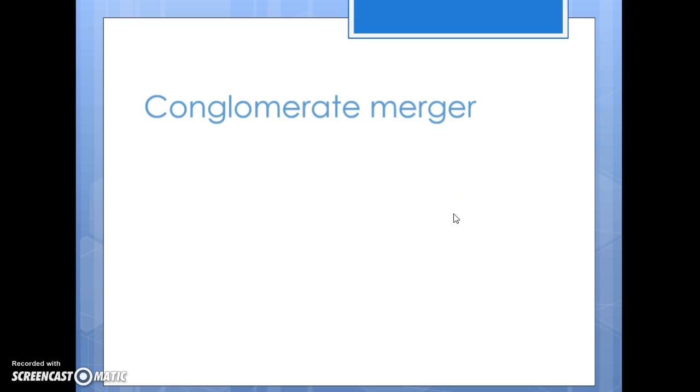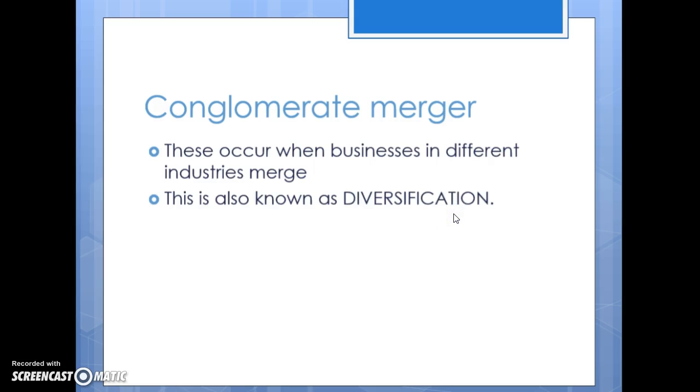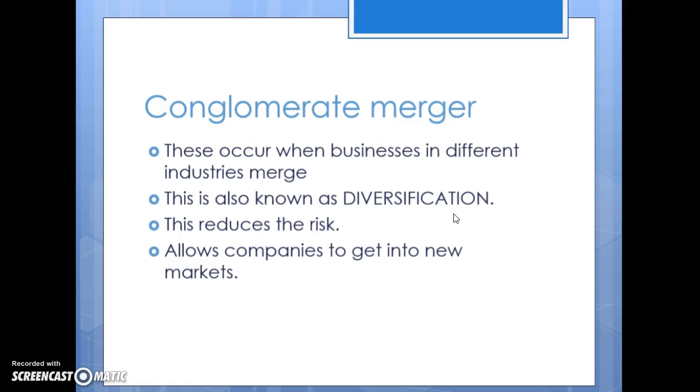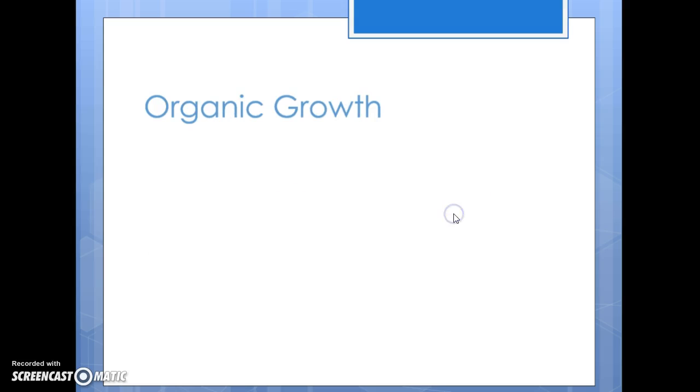A conglomerate merger, on the other hand, is when businesses in different industries merge, completely different industries, unrelated, at different stages of production. The reason they do this is a very good term, and it's called diversification. The whole point of this is that it reduces the risk. It means that if one market collapses or becomes less profitable, they've got resources in another market they can fall back on. This also allows companies to get into new markets.